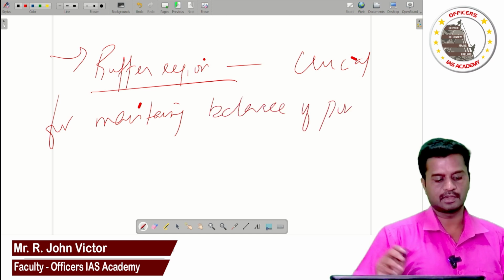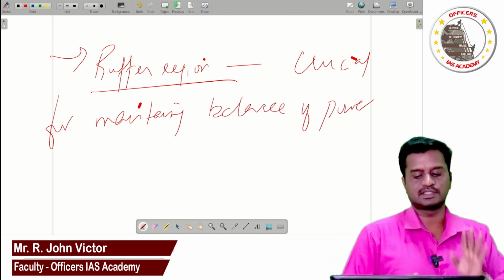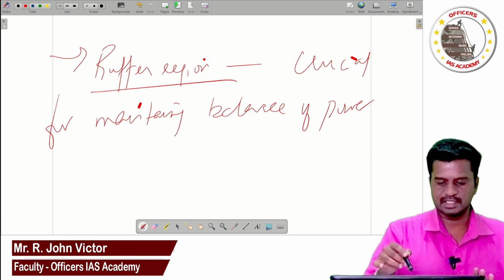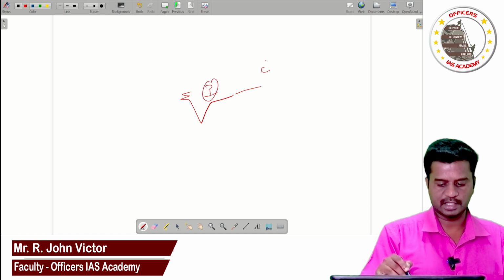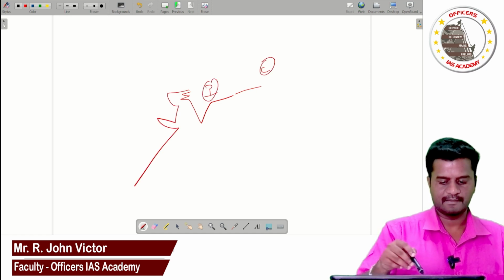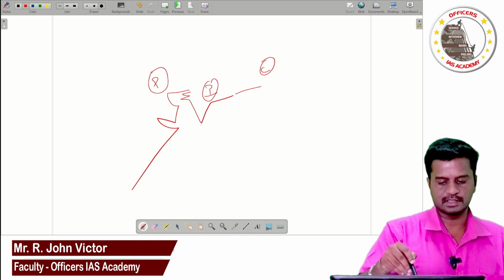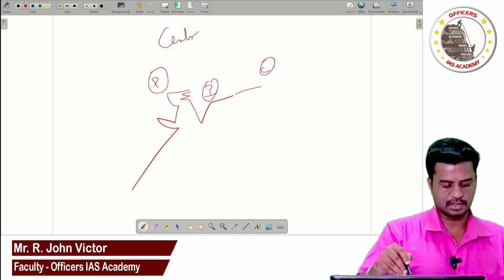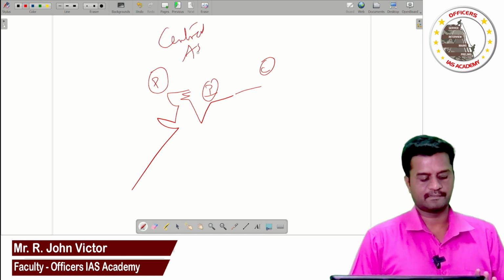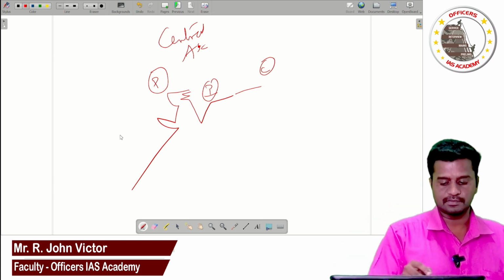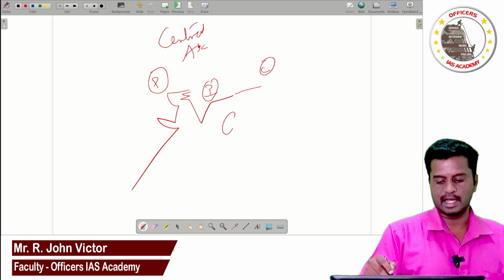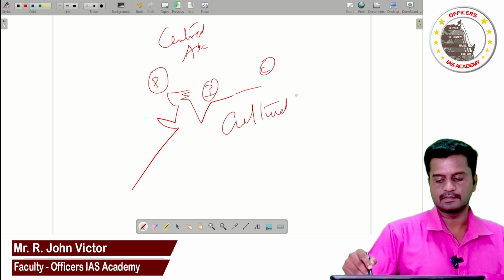Balance of power. Okay. So Central Asia is one such region. You can draw a simple map of Central Asia. India, China, just to plot Pakistan. And this is Central Asia. Okay. And mention that India and Central Asia have cultural and historical linkages.